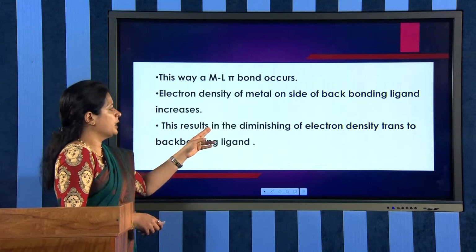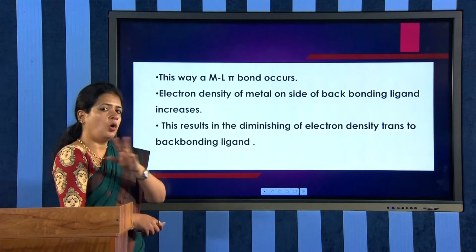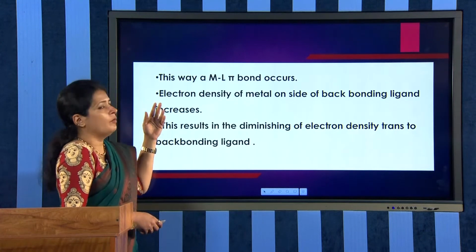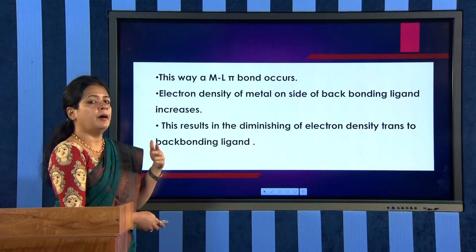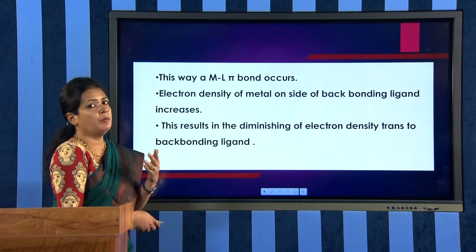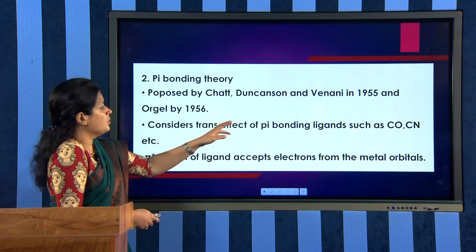Okay, then when electron density is diminished, what will happen? That bond will break very easily. Okay, I repeat, what is pi bonding theory? It explains the pi bonding. It explains the trans effect of the pi bonding complexes or pi bonding ligands. For example, CO, CN, etc.